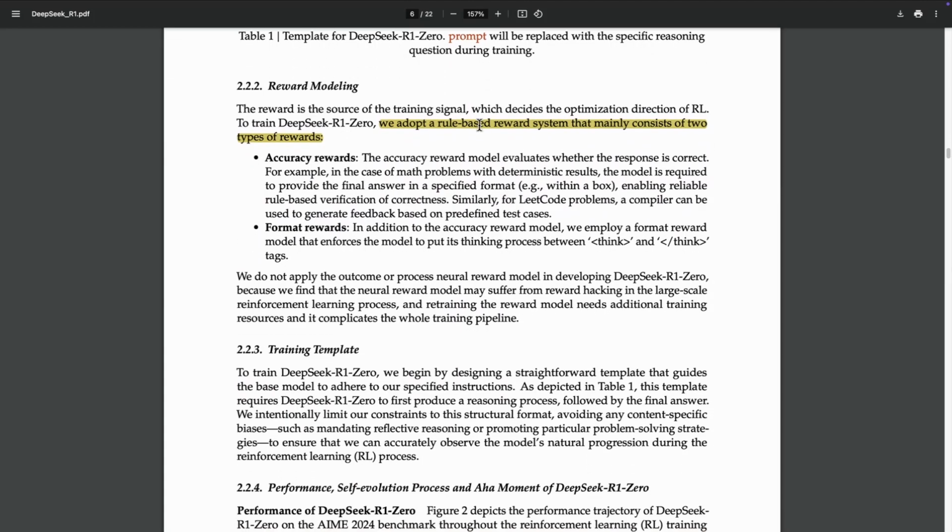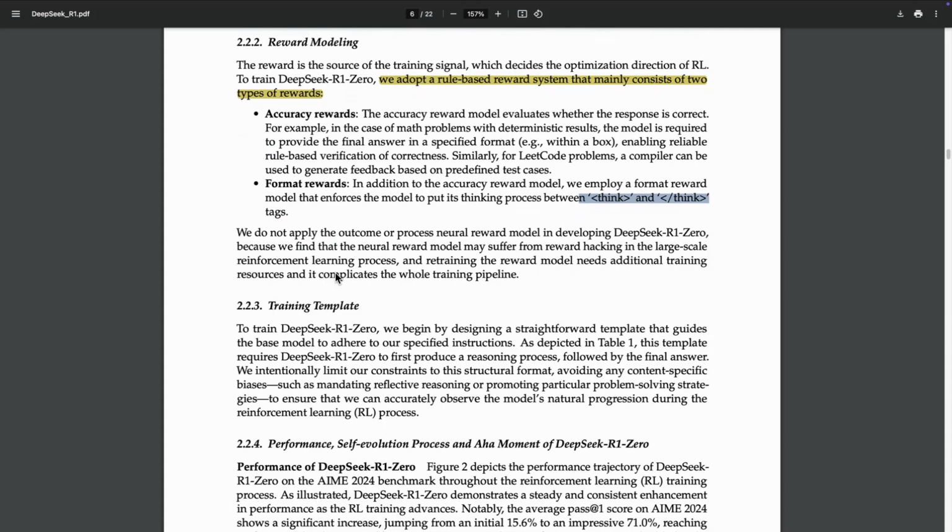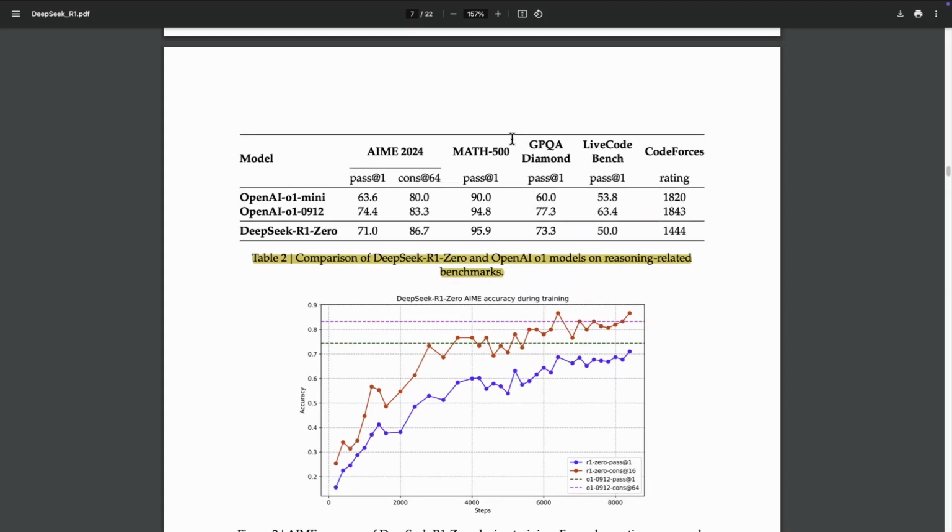And then they have the reward modeling, and they adopt a rule-based reward system that mainly consists of these two types of rewards. So there's an accuracy reward and then a format reward, which is really important here to have this kind of consistent output of these tokens for the thinking part of the model. So these are the results, or a summary of it. You can see that this is the model here that we're talking about. And then we have the o1-mini and o1-0912 snapshot of that. And you can see that this model is quite capable. I mean, it does come close in terms of performance, and sometimes it even outperforms the OpenAI o1 model on all of these important benchmarks.